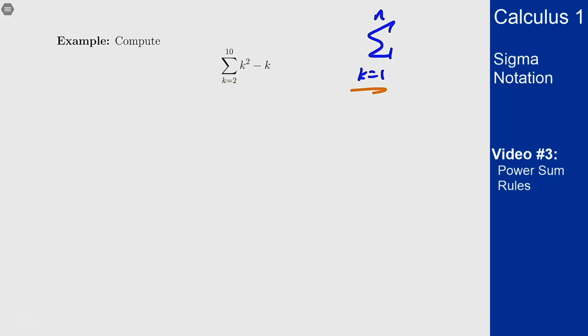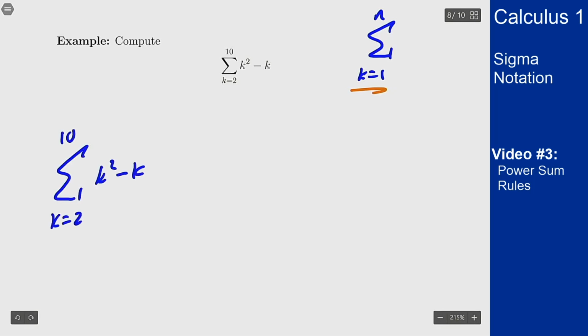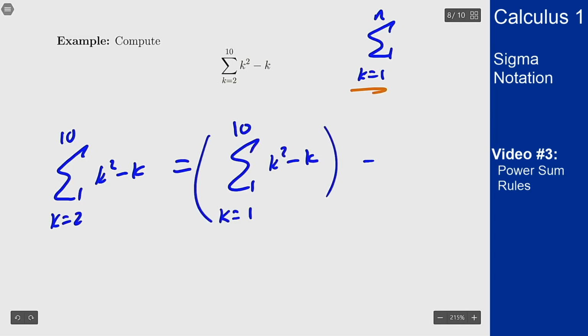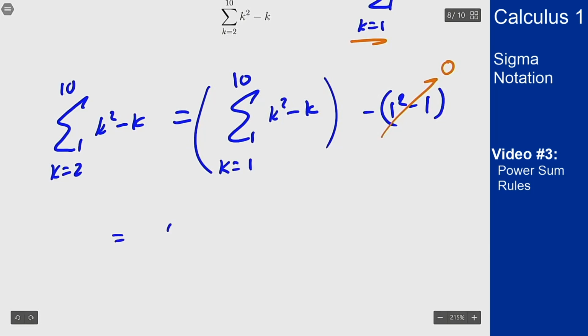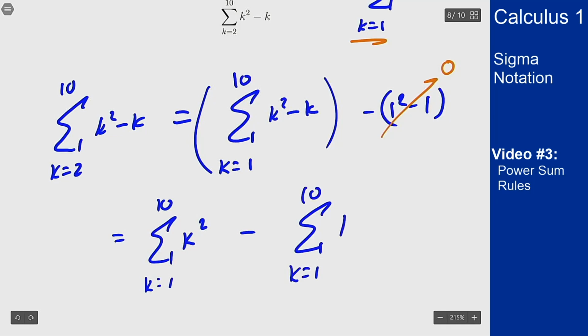What can I do? Well, I can write the sum from k equals 2 to 10 of k squared minus k as the sum from k equals 1 to 10 of k squared minus k, and then subtract the term where I plug in k equals 1. Because now I can take the sum from 2 to 10, or I can go from 1 to 10 and then subtract off the k equals 1 term at the end. Well, this is 0, so I can just get rid of it. And now I can split this sum over the subtraction sign. So I will get the sum from k equals 1 to 10 of k squared minus the sum from k equals 1 up to 10 of k.